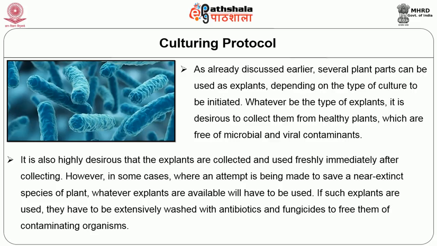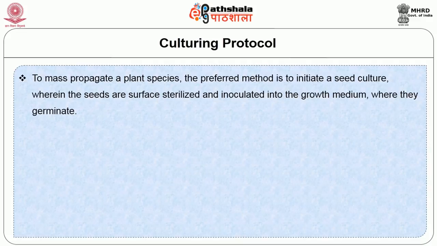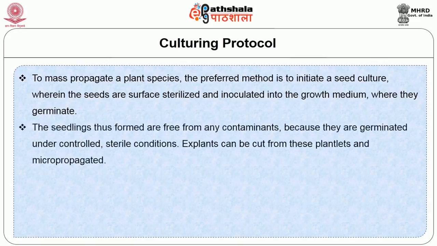If such explants are used, they have to be extensively washed with antibiotics and fungicides to free them of contaminating organisms. To mass propagate a plant species, the preferred method is to initiate seed culture, wherein the seeds are surface sterilized and inoculated into the growth medium where they germinate. The seedlings thus formed are free from any contaminants because they are germinated under controlled sterile conditions, and explants can be cut from these plantlets and micropropagated.